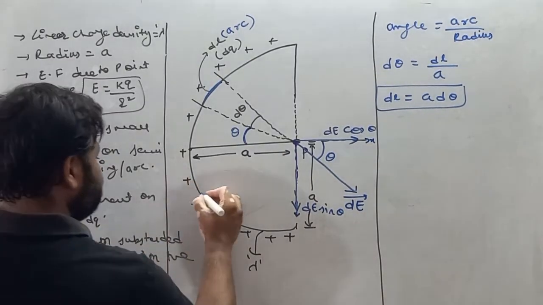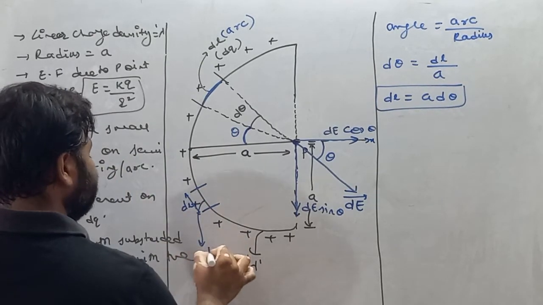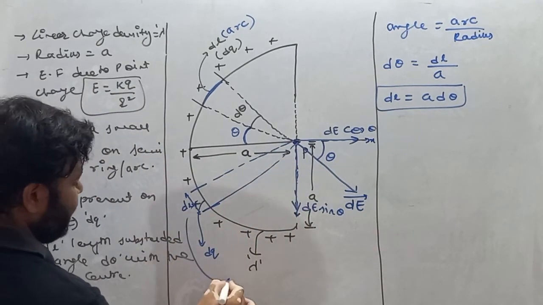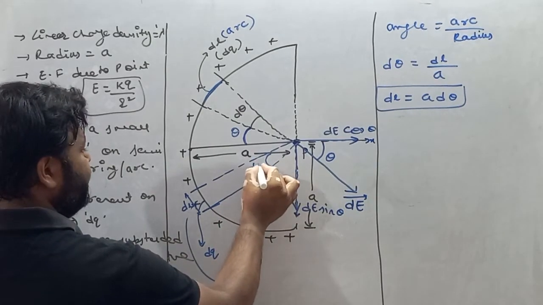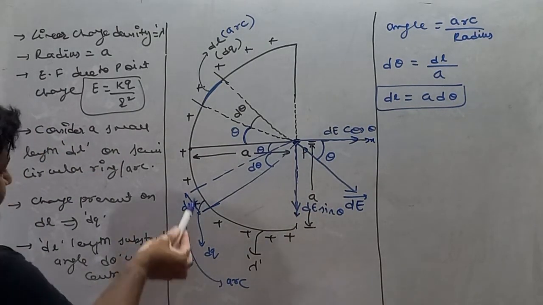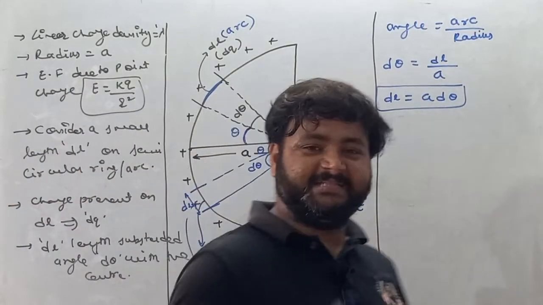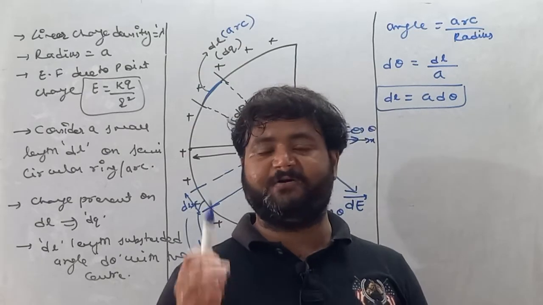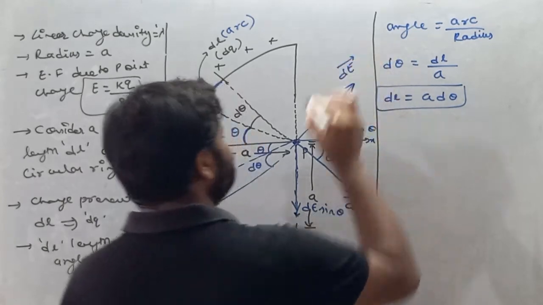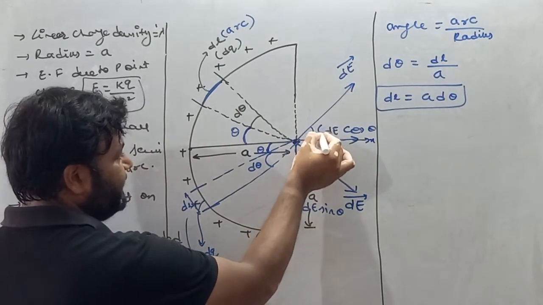So we'll take another small length here. Let's suppose dl, in which dq charge is present. Again, this small length, which acts like an arc, is subtending some angle, let's suppose d theta. So if this is theta, then this is also theta. Now this dl length carries positive charge, so the direction of electric field due to positive charge, we all know, is away from the charge. So the direction of electric field will be like this, away from the charge. If this angle is theta, then this angle is also theta.